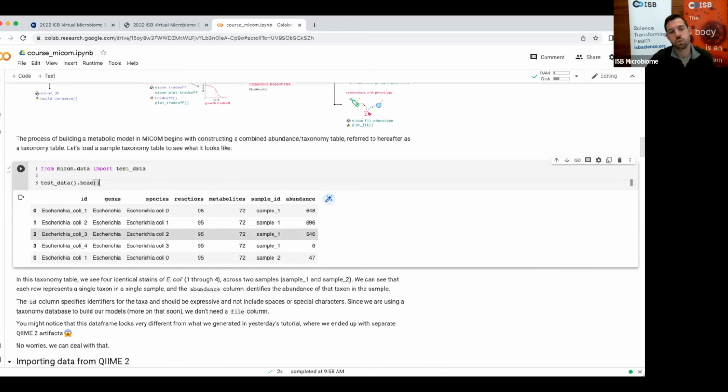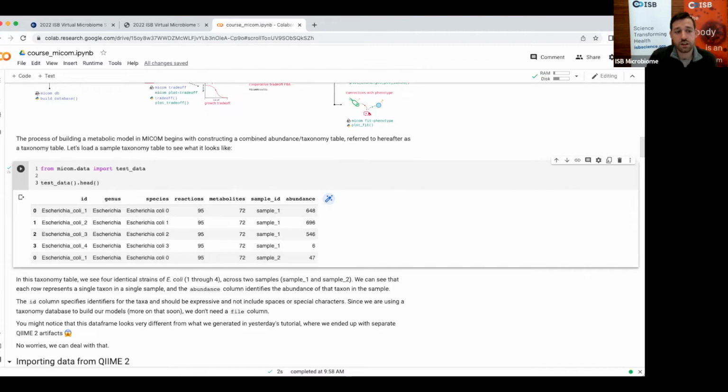Cool, so this is what a typical taxonomy table for use in Mycom should look like. You'll notice in this table, we have 4 identical strains of E. coli spread across 2 different samples, sample 1 and sample 2. We can see that each row here represents a single taxon within a single sample, and that we have a few different columns here, each of which are important. So there are 4 required columns in a taxonomy table in Mycom.